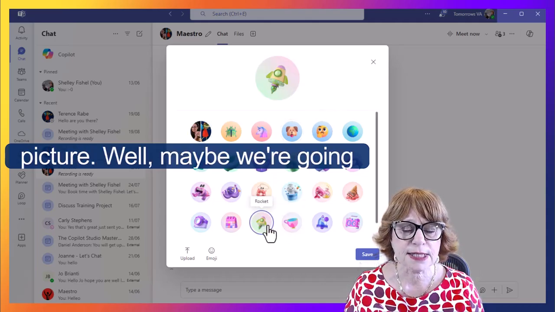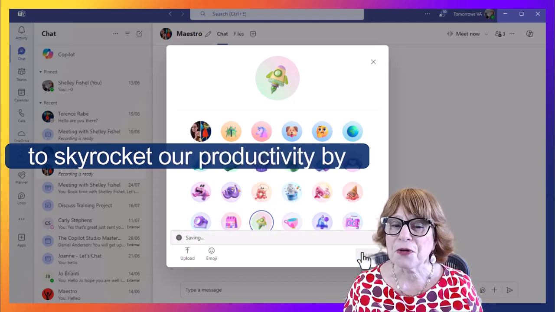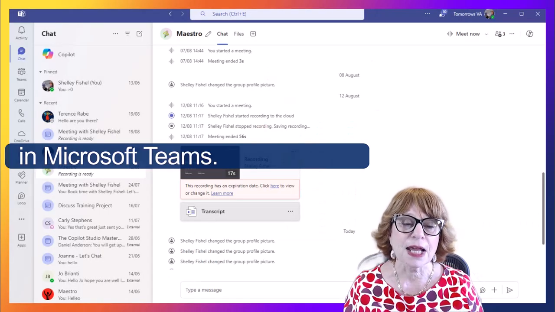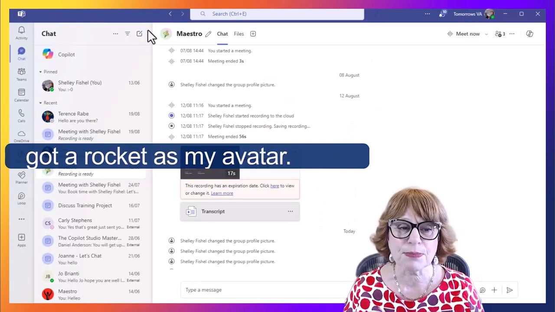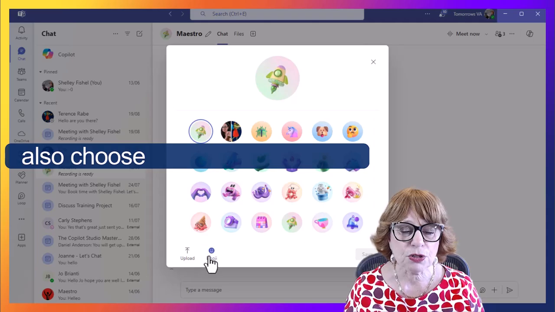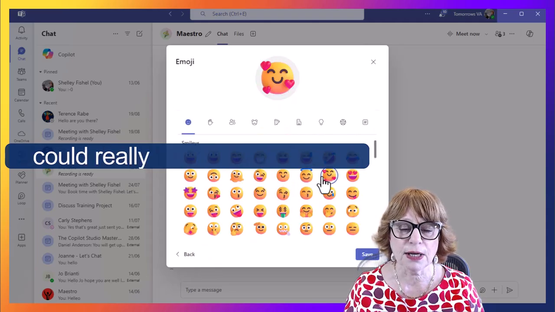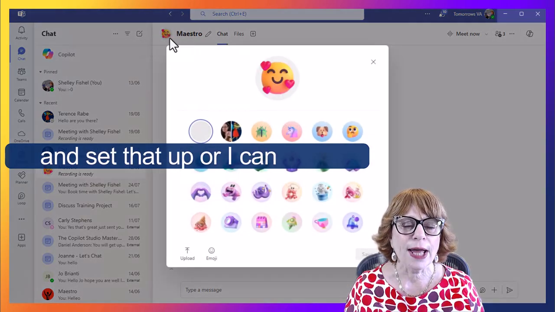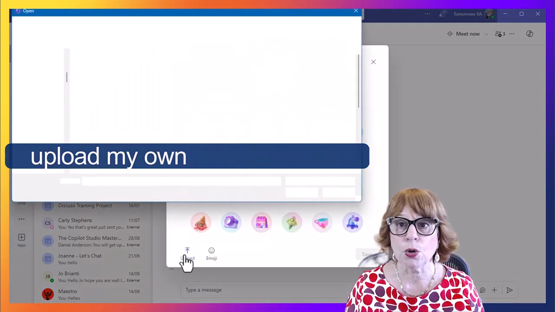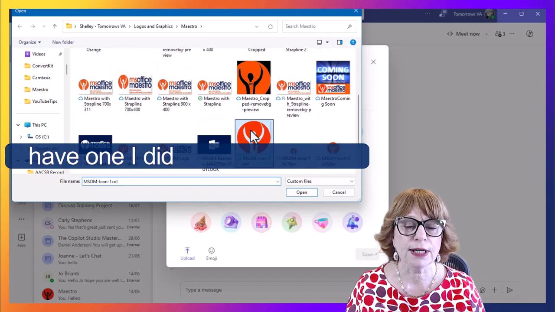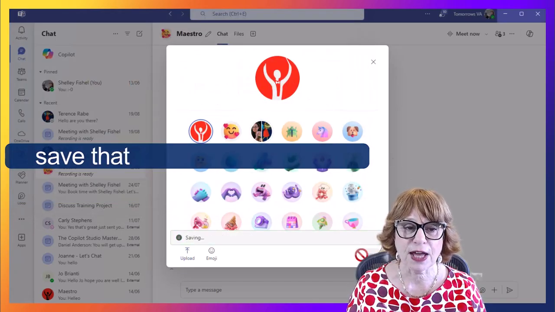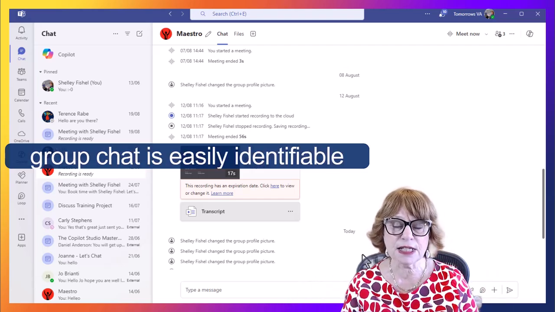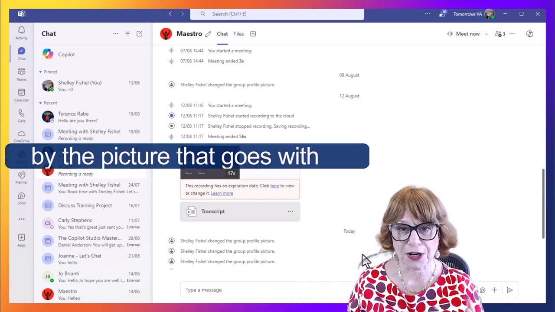Well, maybe we're going to skyrocket our productivity by learning how to do things better in Microsoft Teams. And now I've got a rocket as my avatar. I can also choose from the emojis, so I could really love my colleagues and set that up, or I can even upload my own logo. So here I have one I did earlier, and I can save that too. And so now my group chat is easily identifiable by the picture that goes with it.